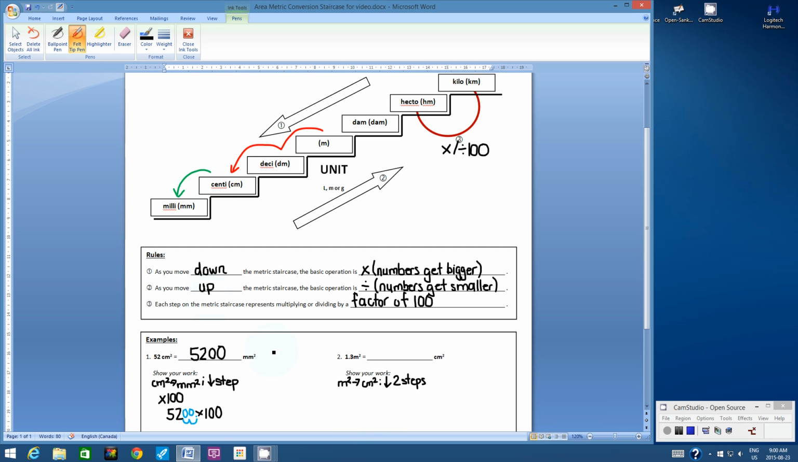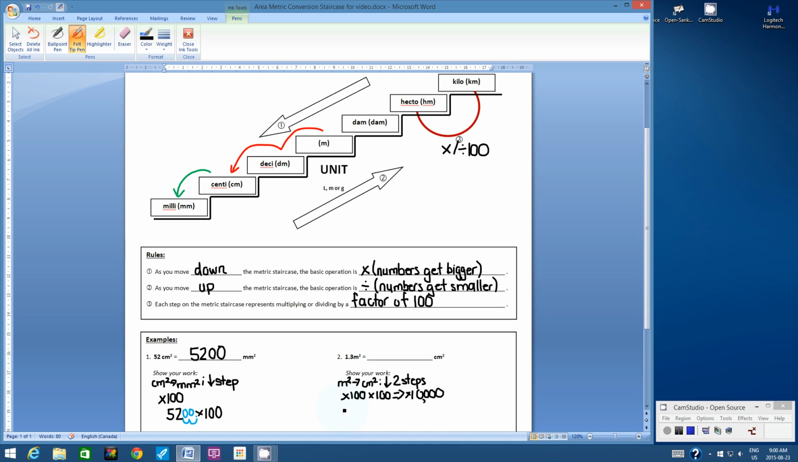That means if we move down the metric staircase, the basic operation is times. So we know we're going to times, and every step represents a factor of 100. So we're going to multiply by 100, and then we're going to multiply by 100 again because it's 2 steps. When we times by 100 and then times by 100 again, we just add all the zeros here. So we're actually multiplying by 10,000. See how we did that? 100 times 100 equals 10,000. So we're multiplying by 10,000.